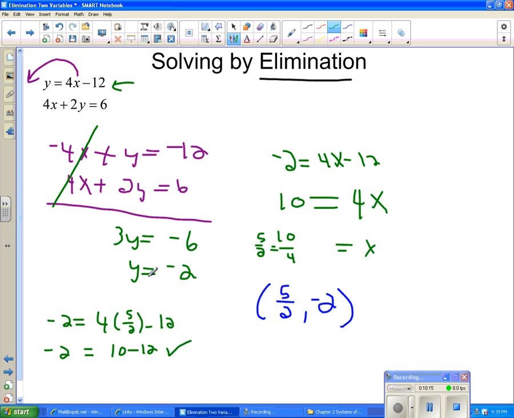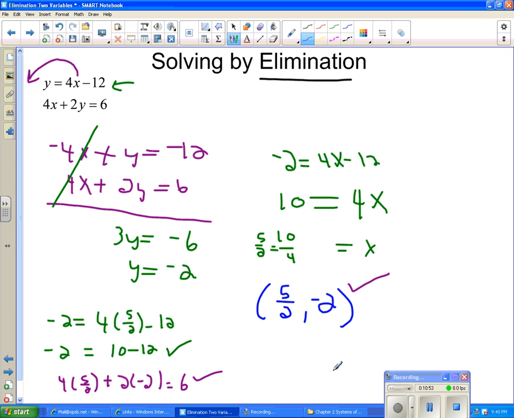So that checks. Then I go to the second equation. I'm going to check that second one real fast too. I've got 4 times 5 halves plus 2 times a negative 2. I want to see if it's going to equal 6. Okay, it needs to equal 6 to be a solution. So 4 times 5 is 20. 20 divided by 2 is 10. And then 2 times a negative 2 is negative 4. So 10 minus 4 is 6. Guess what? It checks. So there you go. The solution is going to be 5 halves, or 2.5, comma, negative 2.